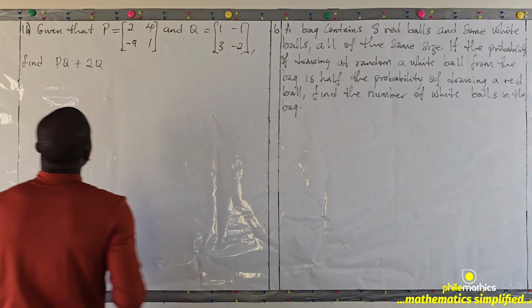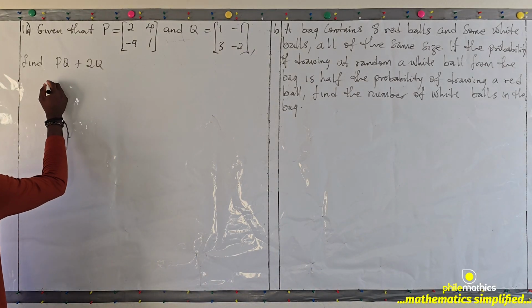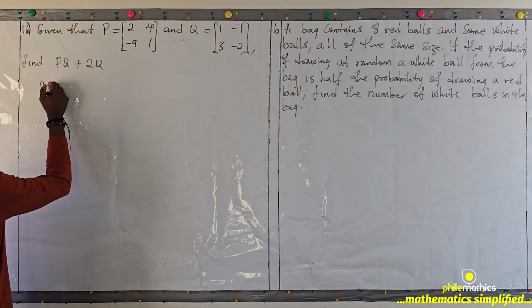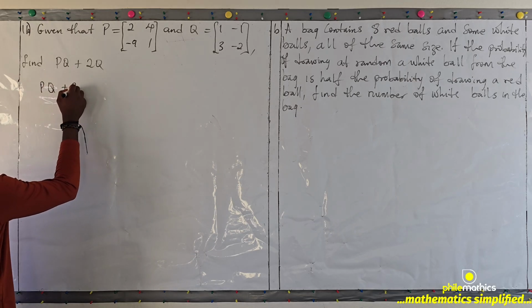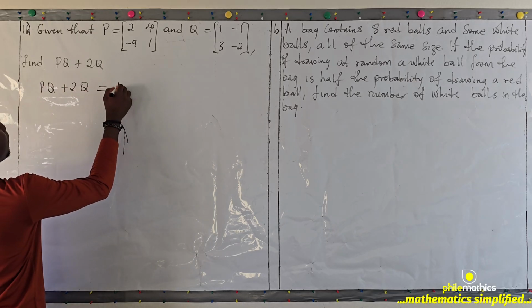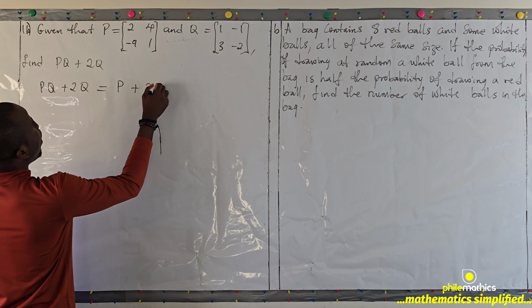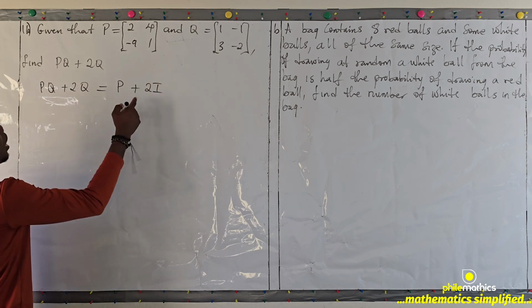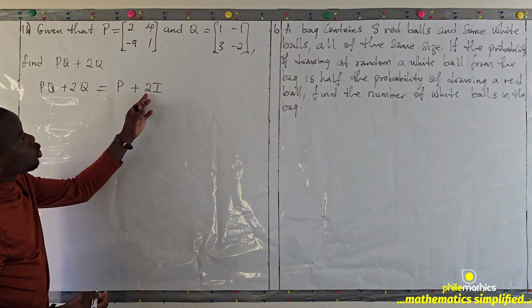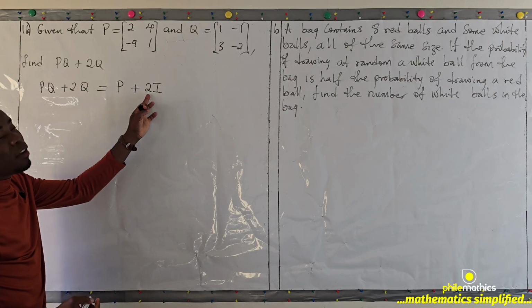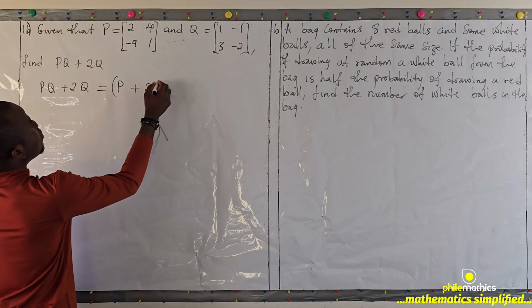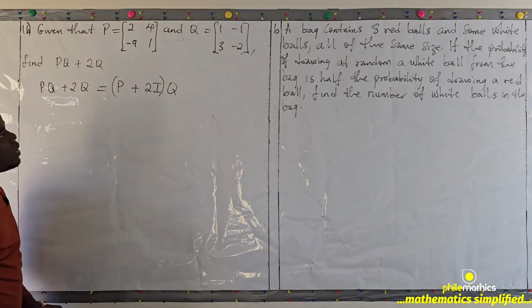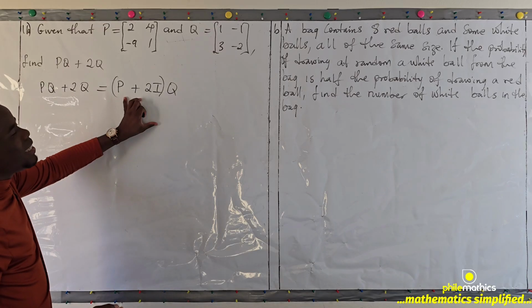So what I mean is PQ + 2Q is the same as (P + 2I)Q, because if you factorize Q out, this will remain 2I, because you cannot factorize the matrix and you are left with a number. So this is what this means, and so I can easily add this.